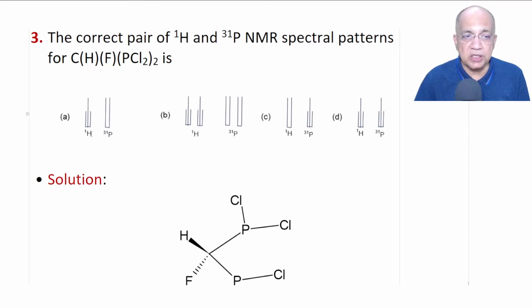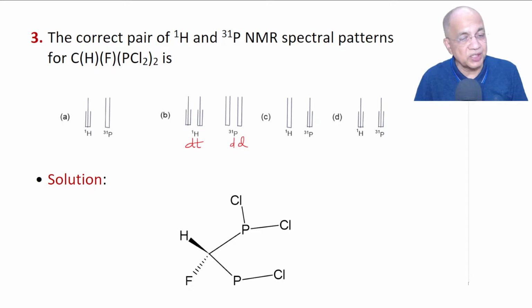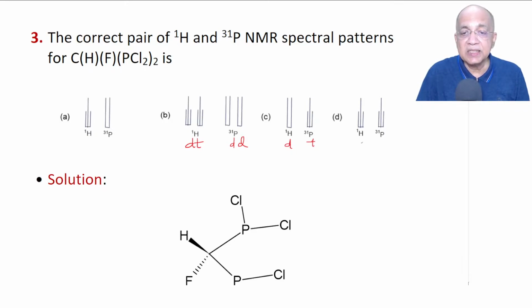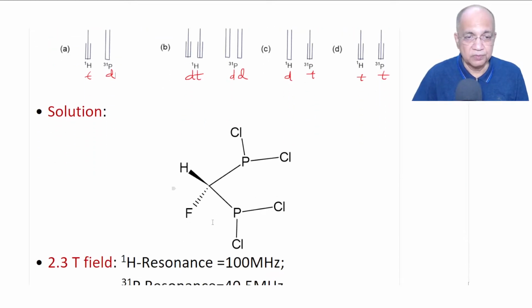Now, the first choice is a triplet for the proton peak and a doublet for the phosphorus peak. The second one is a doublet of triplets, DT, for the proton peak, and a doublet of doublets for the phosphorus peak. The third choice is doublet and triplet, and this is triplet, triplet, and this is triplet, doublet. Let's see what is the correct answer.